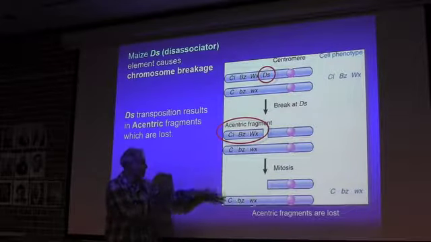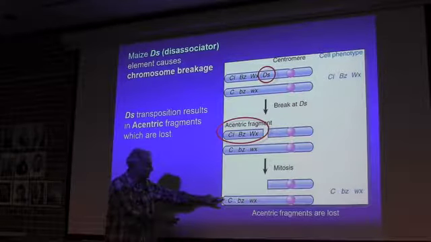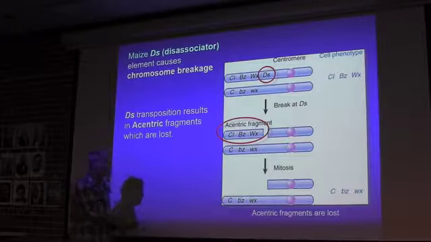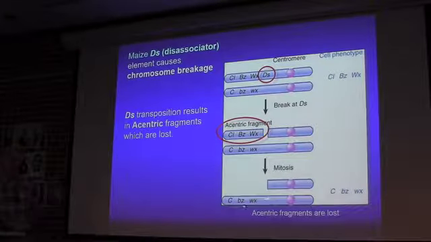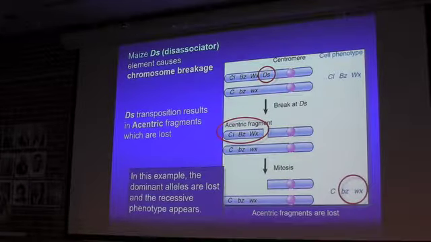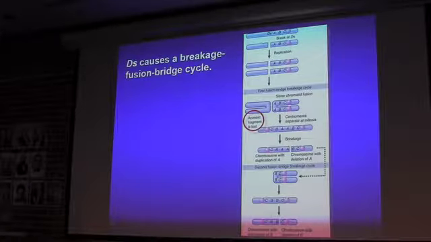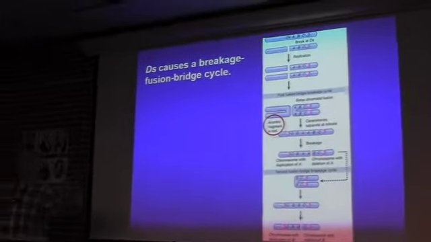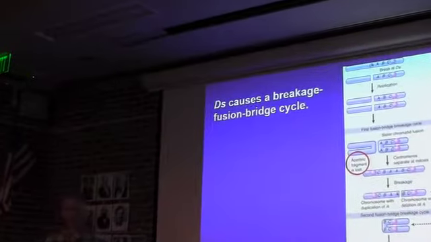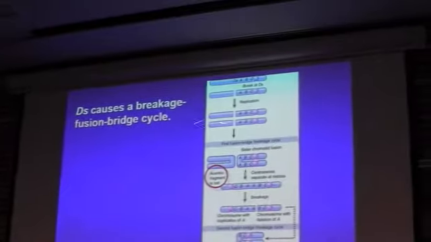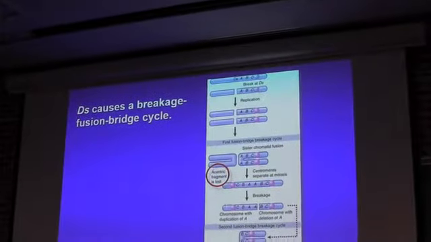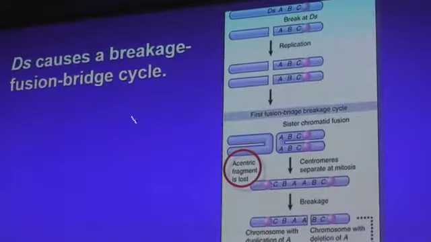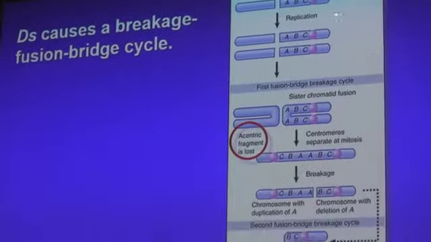If you were looking at phenotypes as a maize geneticist, you'd see you were just left with the recessive allele. You lost an entire arm. DS causes a breakage-fusion-bridge cycle. And this is what Barbara McClintock first observed, looking under the microscope at the chromosomes. She would see broken chromosomes and she'd see weird fusions, bridges.